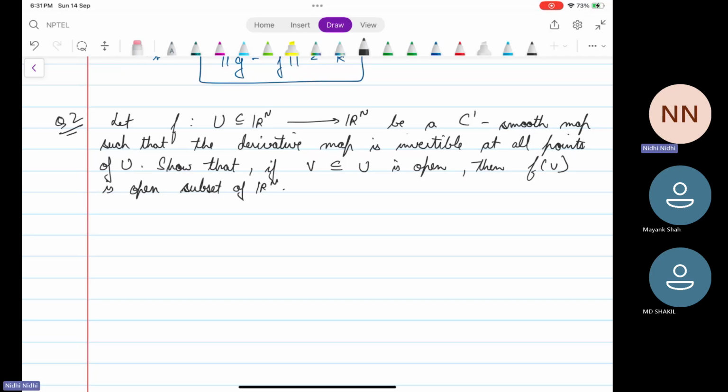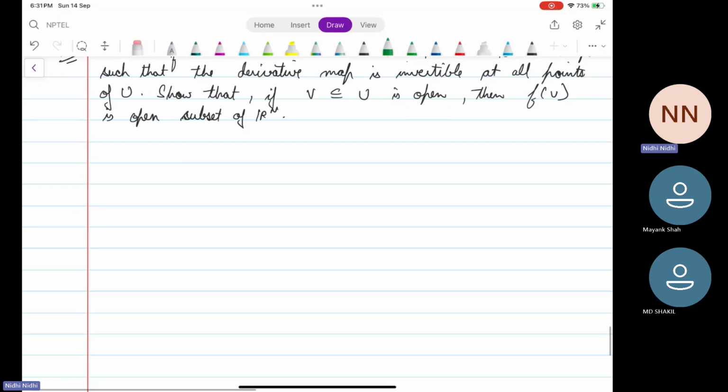So for the case of continuous functions, we know that the pre-image of an open set is always open. But in this case, when our derivative map is invertible for all points, we can see that open sets are mapped to open sets. So for this, we'll be using the inverse function theorem. So let's just recall the inverse function theorem. It is a very good and powerful tool in analysis.